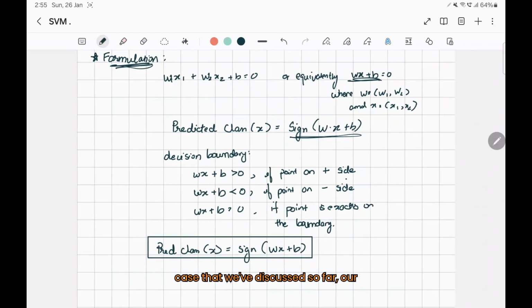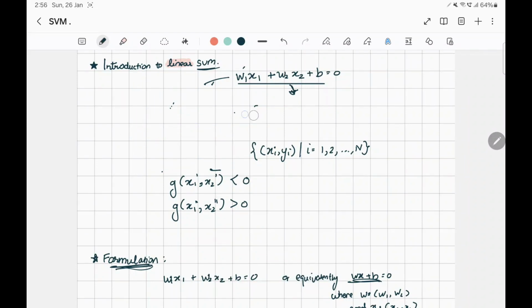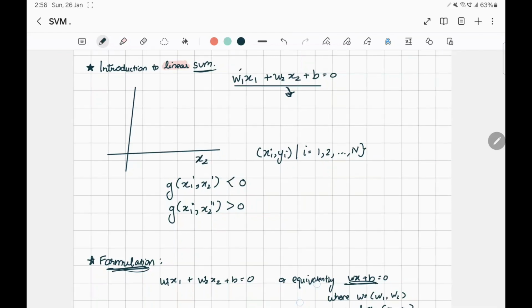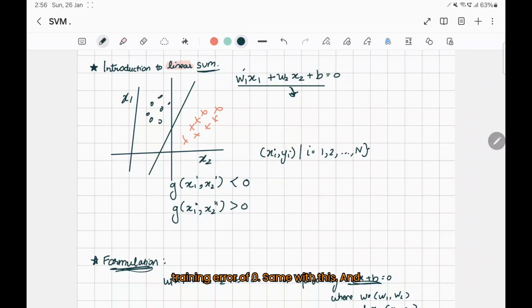In the case we've discussed so far, our data is linearly separable. Let me draw it again. So this is our feature space, and there are some data points. As you can see, our data is linearly separable. If you draw a line, we'd get a training error of 0. If you draw this line, you'll also get a training error of 0. Same with this and many other lines. So in theory, there are infinite lines you can draw wherein you'll get zero training error. But the problem here is we do not know which one is the best.